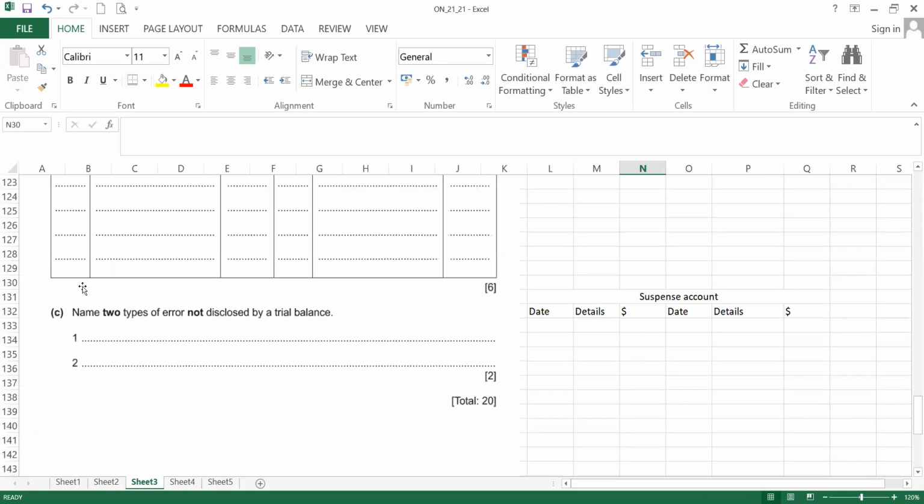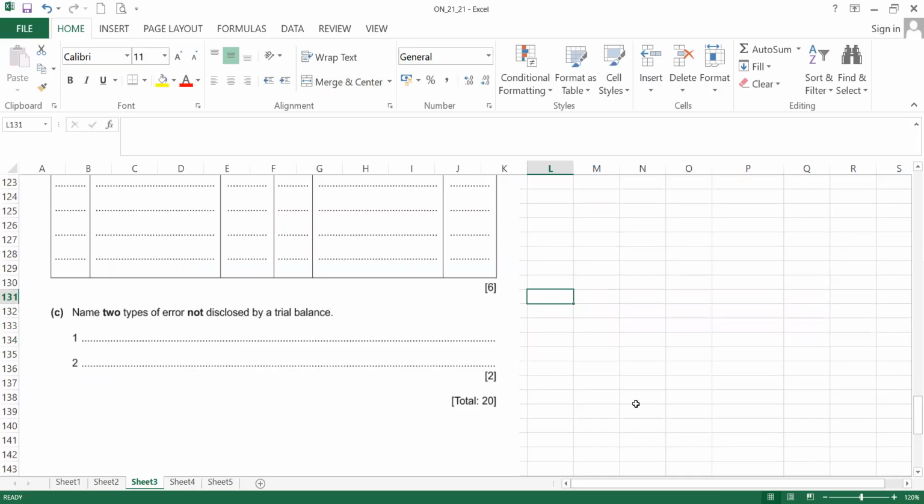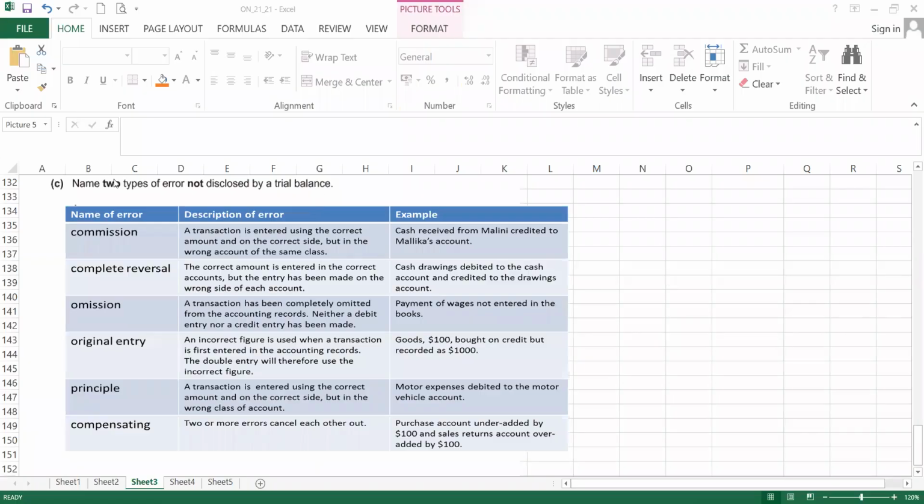Now next, move on. The question number C. Name two types of error not disclosed by a trial balance. So I will just do some revision for this one. Give me a minute. I get ready the thing. Okay, this is the sixth item, which is the errors not affecting the trial balance: commission, complete reversal, omission, original entry, principle, compensating. Because they just asked to give this.